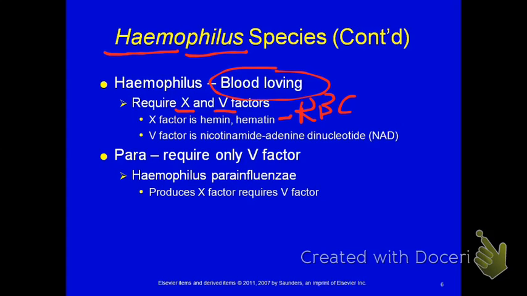While on the other hand, V factor is a coenzyme known as the nicotinamide adenine dinucleotide or the NAD. So other organisms may supply V factor, such as S. aureus, one of the most commonly known organisms that would supply the V factor. Now, let me take note that not all species of Hemophilus would require both the X and V factor. So, for example, Hemophilus parainfluenzae would only require V factor. Because of the fact that they can produce X factor.